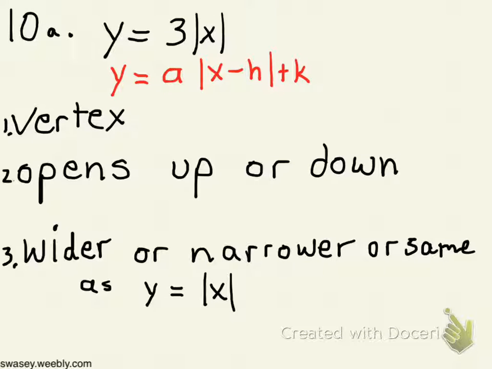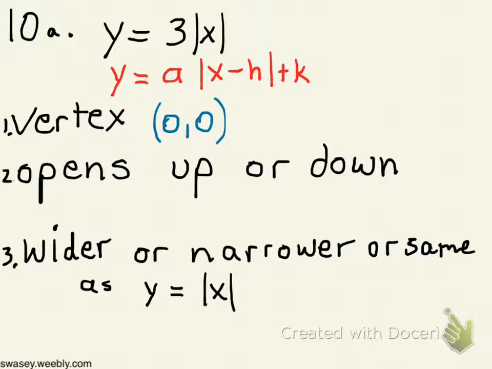Alright, on number 10, without graphing, we're going to find the vertex and state whether it opens up or down. We're also going to decide if it will be wider, narrower, or the same as y equals absolute value of x. So on number 10, you should notice that your vertex, your h and k, are both 0.